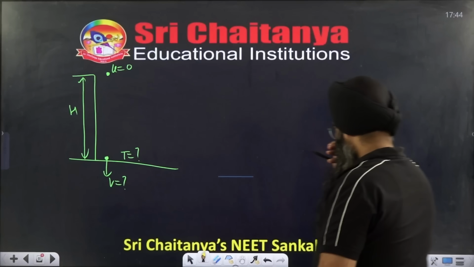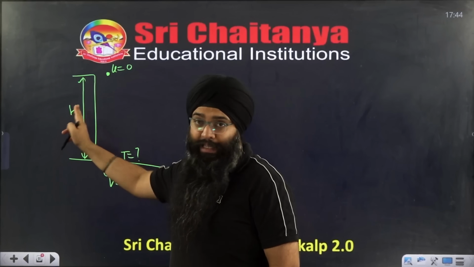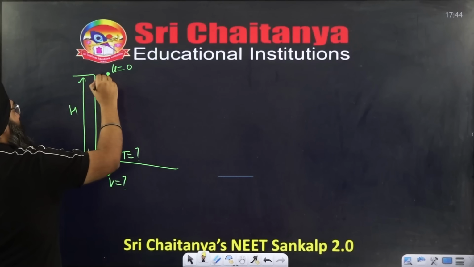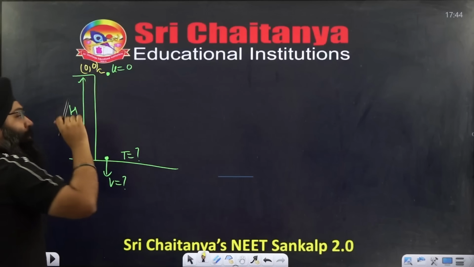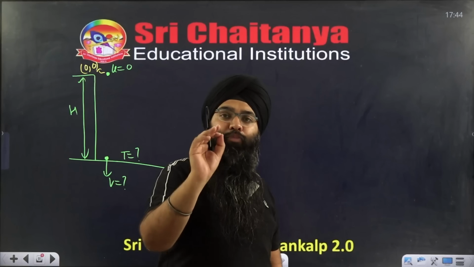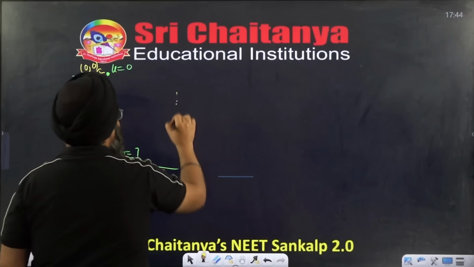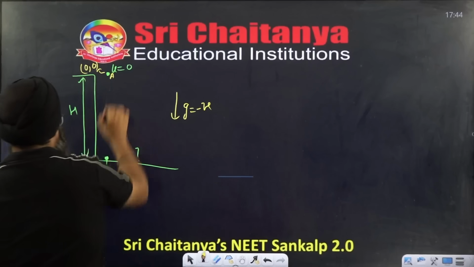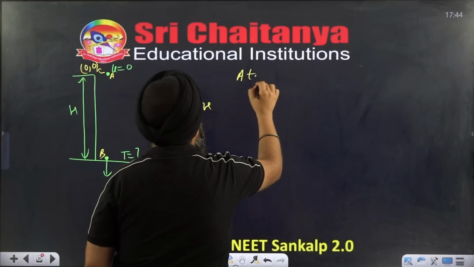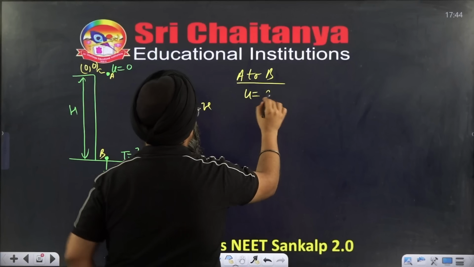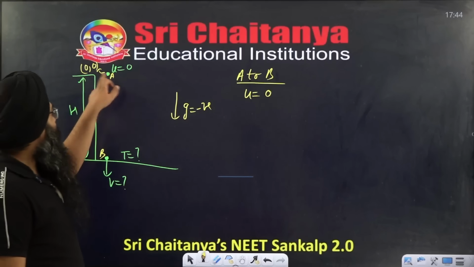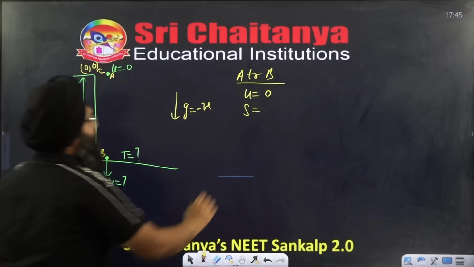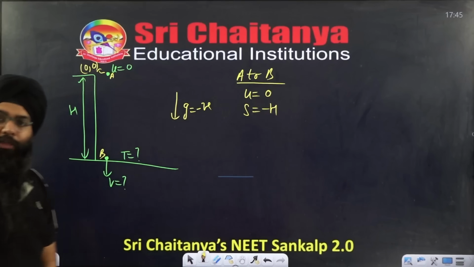Again, I will do one thing. In this case, h is given to me, and since I am dropping the particle from this point, this is treated as origin. From where my particle is starting its motion, I will treat that point as my origin. Downward direction I am taking as negative, so g will obviously be negative. Let us suppose this point is A and this point is B. When I am coming from A to B, what will be my initial velocity? Sir, initial velocity is 0. What will be the displacement of the particle from here to here? Displacement is minus h.